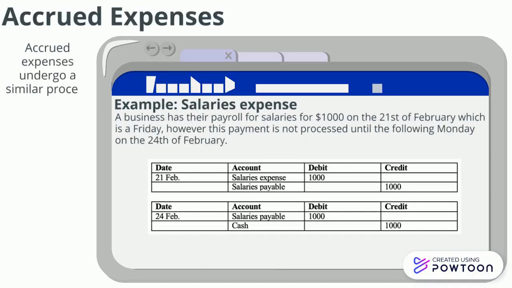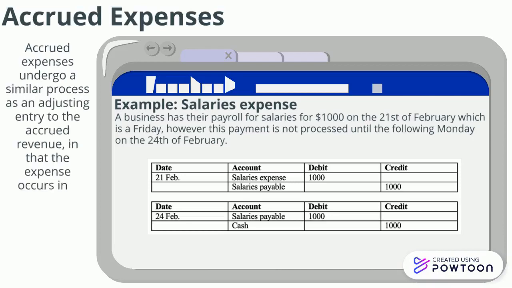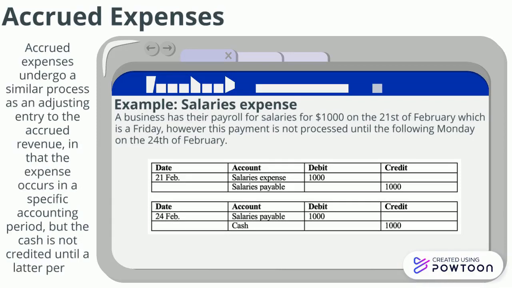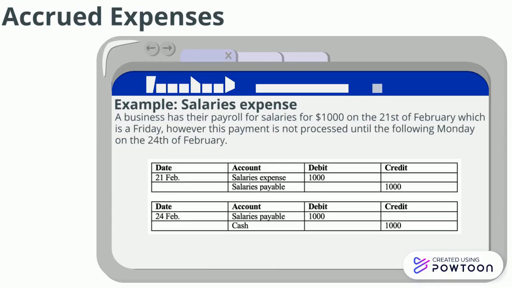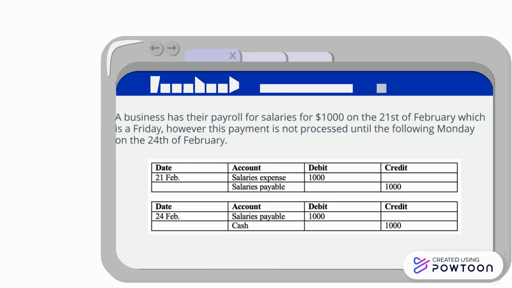Accrued expenses undergo a similar process as an adjusting entry to the accrued revenue, in that the expense occurs in a specific accounting period but the cash is not credited until a later period. In this example, the salaries expense is debited first, as it must be accounted for, however the salaries payable is credited as this is what must be paid. The adjustment in the second journal entry then shows the debiting of salaries payable, as this is when the cash must be credited, because the payroll has been processed.